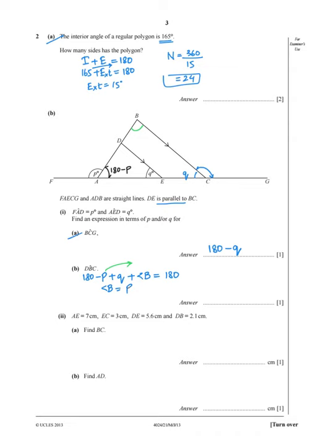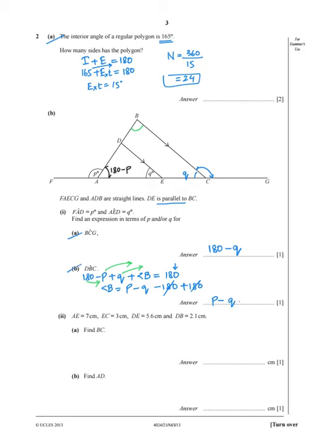When you shift plus Q to the right side, it will be minus Q, and when you shift 180 to the right side, it will be minus 180, right? And this 180 is already present here. So minus 180 and 180 cancel. So the leftover part is P minus Q. That is your second part answer.